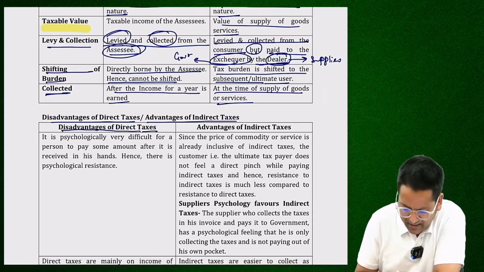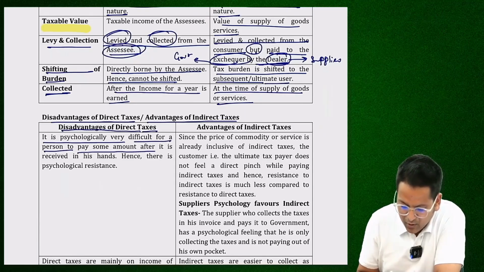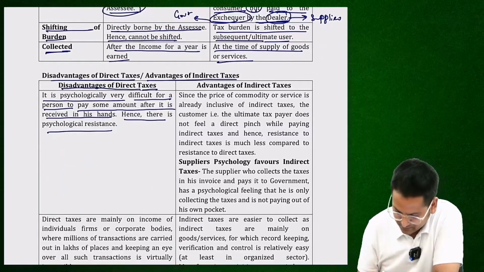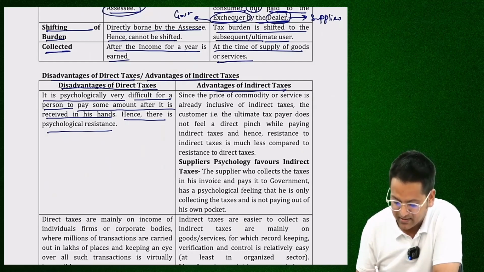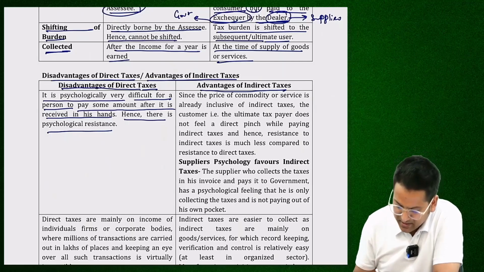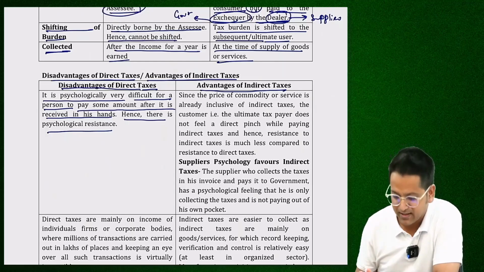So, disadvantages of direct taxes. It is psychologically very difficult for a person to pay some amount after it is received in his hands. Hence, there is psychological resistance. Advantages of indirect taxes. Since the price of commodities or service is already inclusive of indirect taxes, the customer, that is the ultimate taxpayer, does not feel a direct pinch while paying the indirect taxes. And hence the resistance to indirect taxes is much less as compared to the resistance to direct taxes.